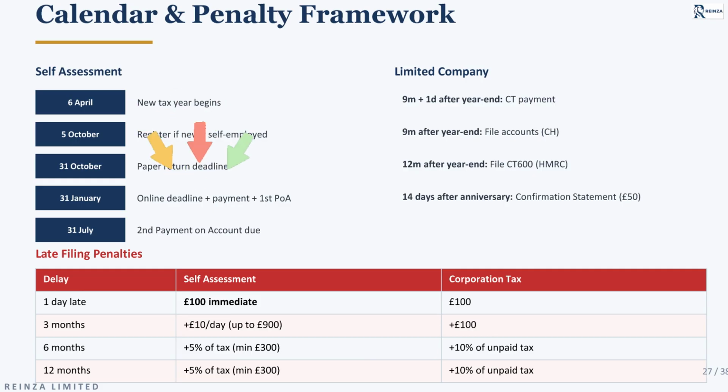The 31st of January is the critical date. This is the online filing deadline, the payment deadline for any tax owed, and the due date for your first payment on account. The 31st of July is when the second payment on account is due.